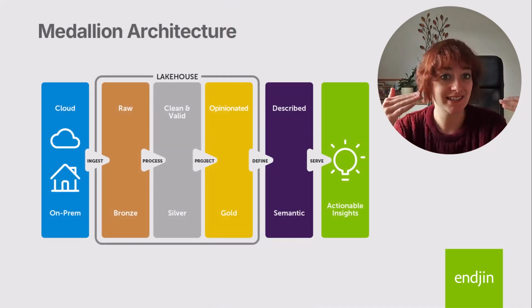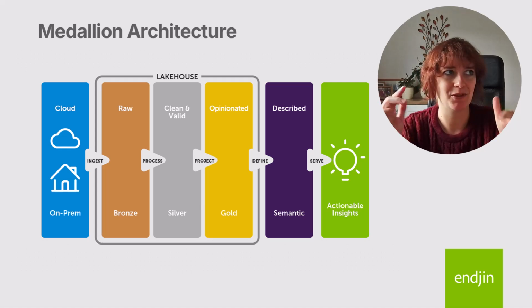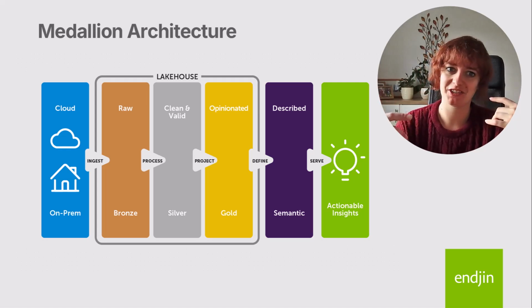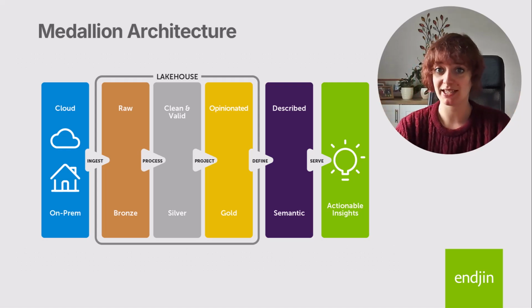How does this apply to our data design pattern? It's slightly confusing that we now have three tiers in both of these separate but related dimensions. In the Medallion architecture, data moves from raw to clean to projected.